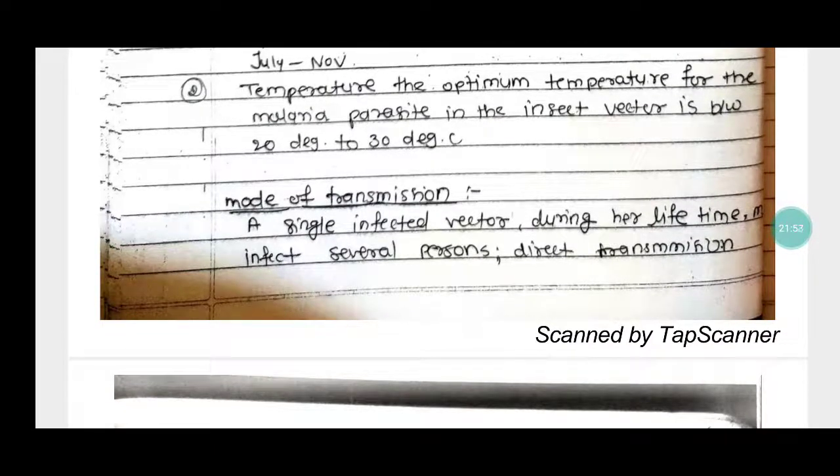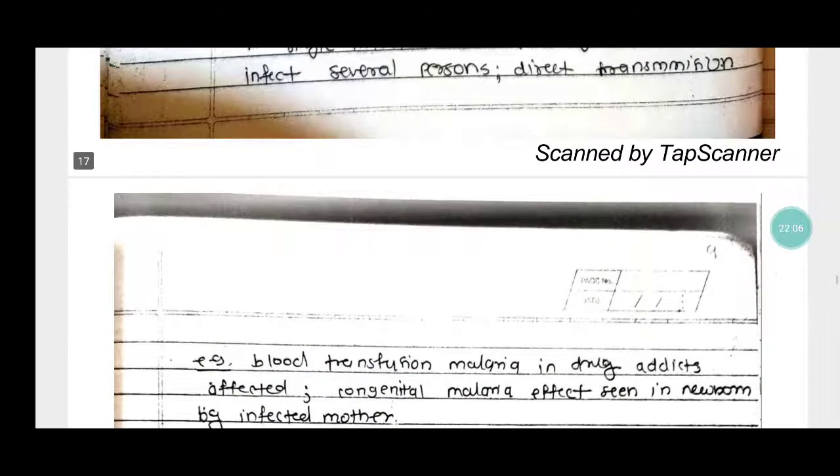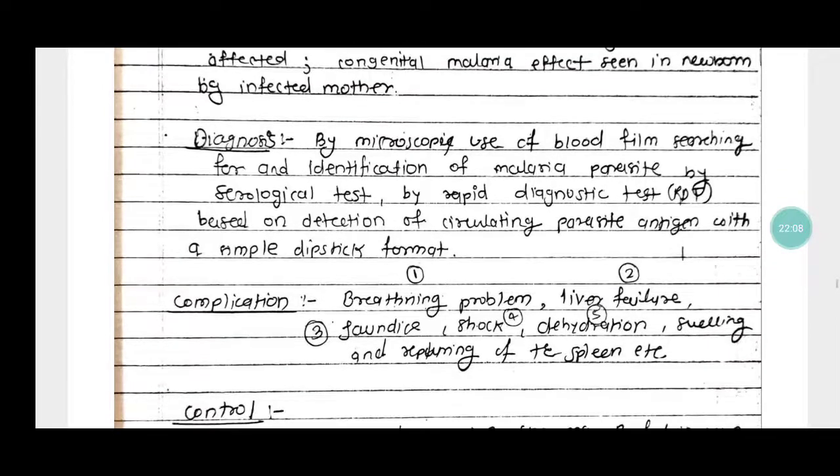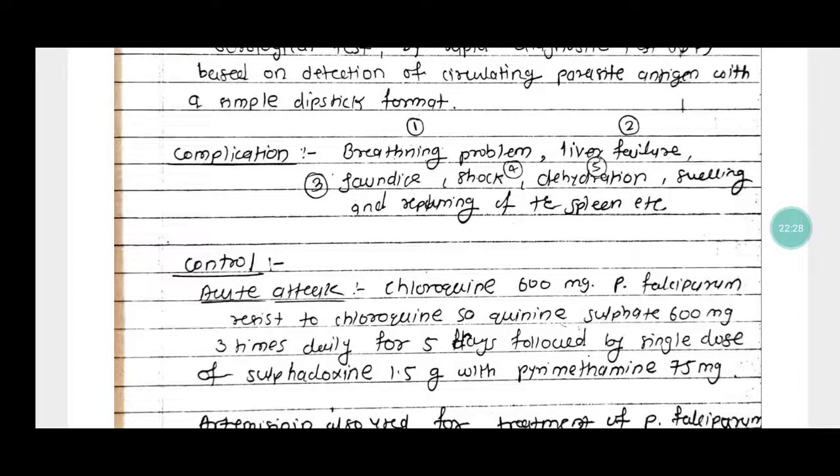The mode of transmission for malaria: a single infected vector, during her lifetime, infects several persons. It is direct transmission. Diagnosis is by microscopy, using blood film searching and identification of the malaria parasite. The complications of malaria are breathing problems, liver failure, jaundice, shock, dehydration, swelling, and lastly rupture of the spleen.